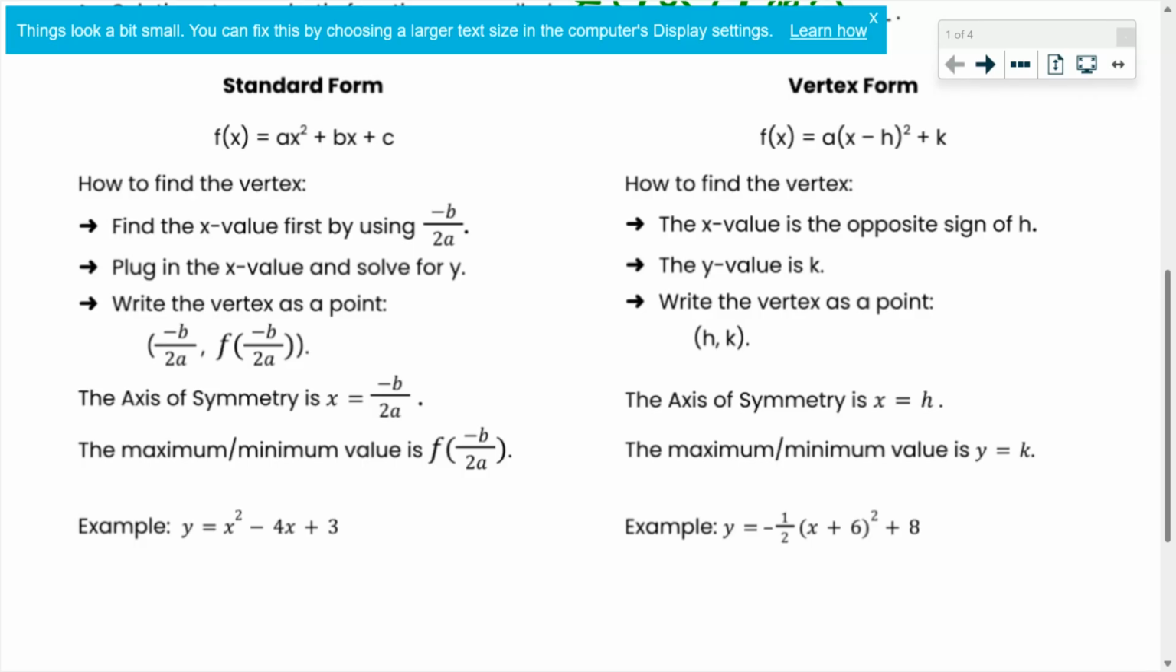Same idea here. Why do we have these nice simple names in mathematics? Because we don't waste time coming up with flowery names. Vertex form, why? It gives me a vertex.